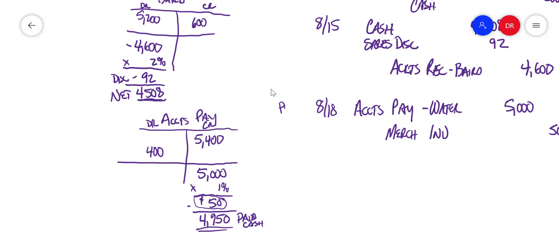So for a purchase, we never have a sales discount. We always directly credit merchandise inventory, but for a sale, we always have a discount or an allowance if we're adjusting it. And then the final credit is to cash for the amount we calculated right here, which is 4,950. Okay, that's the 18th.